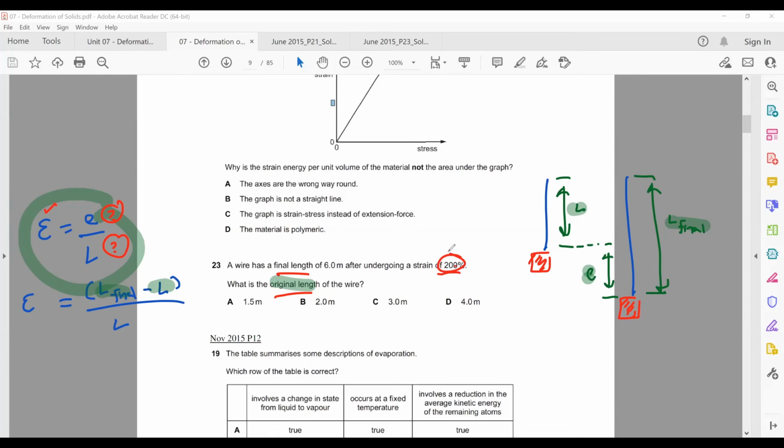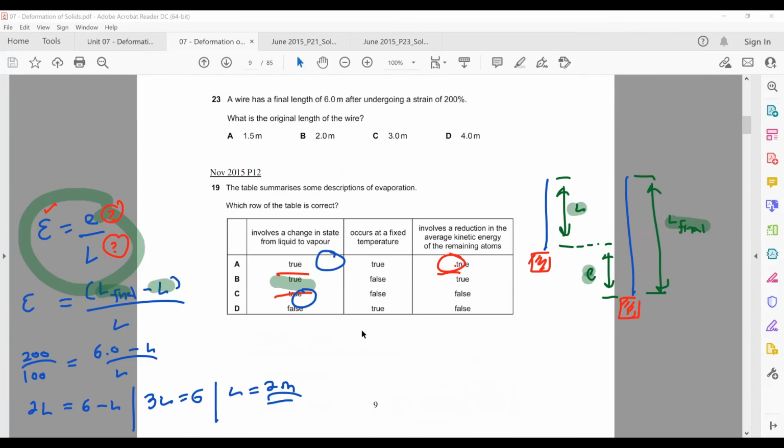So since this one is in percentage form, remember to change it out from percentage form. It will be 200 divided by 100. The final length will be 6 meters minus L over L. So this one will be 2L equals 6 minus L, giving you 3L equals 6. Then L is therefore 2 meters. Okay, so answer is B. There you have it.